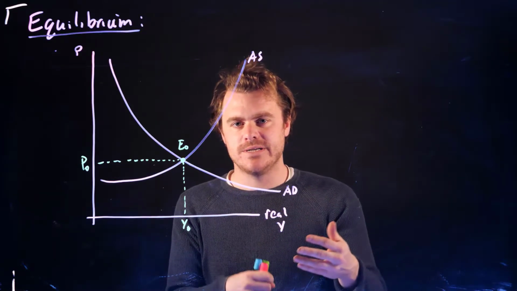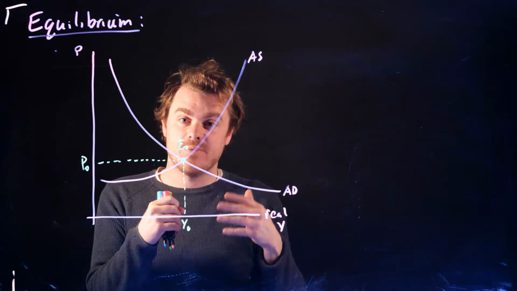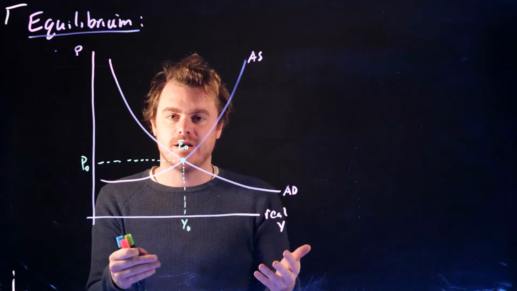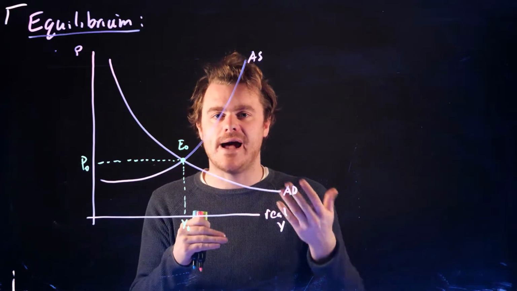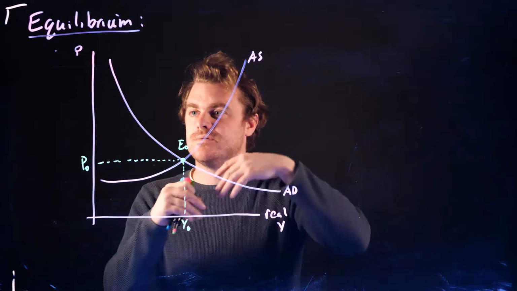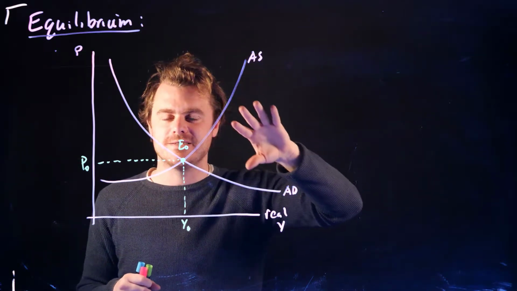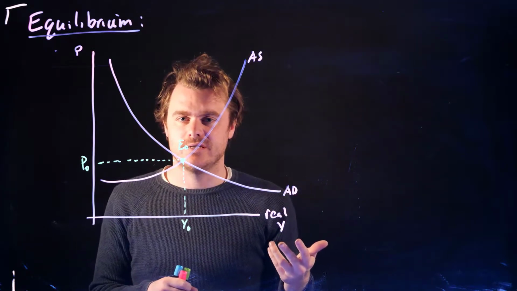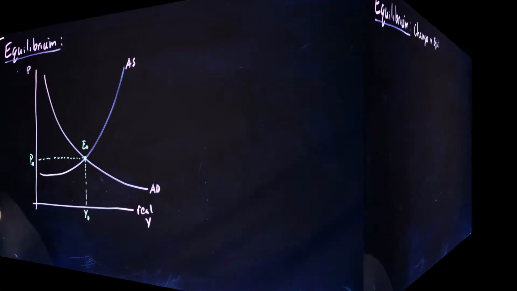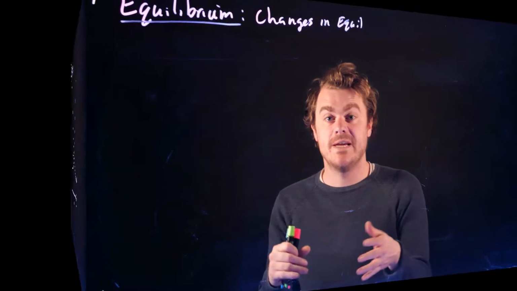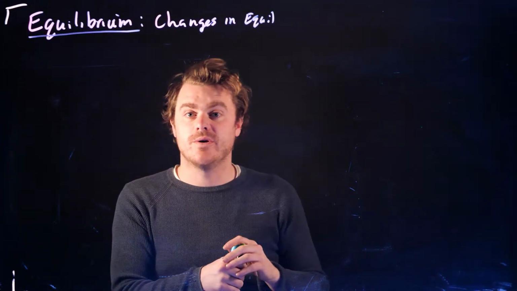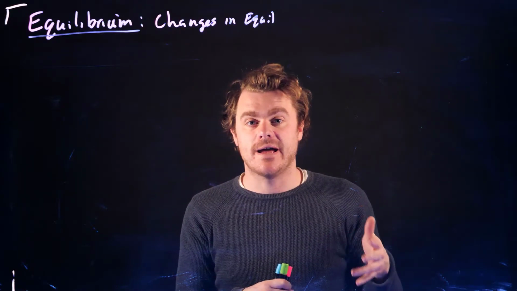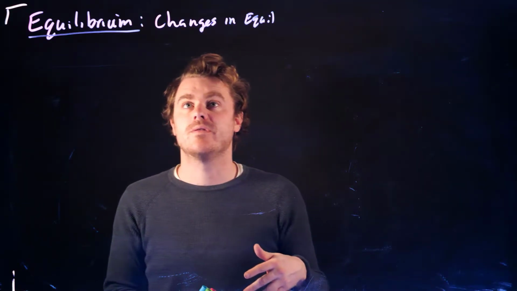Now what we need to do is think about, well, what if something changes in our model here? What if there's a shift in the AS and the AD curve? What's going to happen? So let's quickly erase this, and let's talk about changes to equilibrium. Let's begin discussing changes in equilibrium in this simple aggregate supply, aggregate demand model that we've come up with.